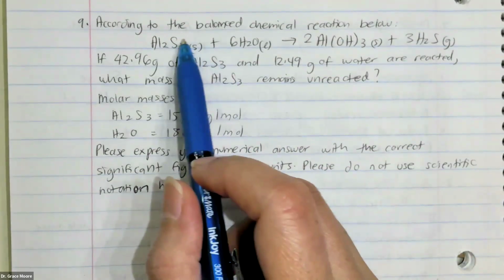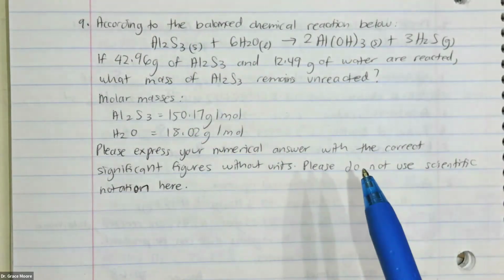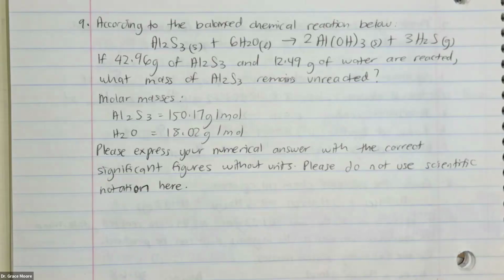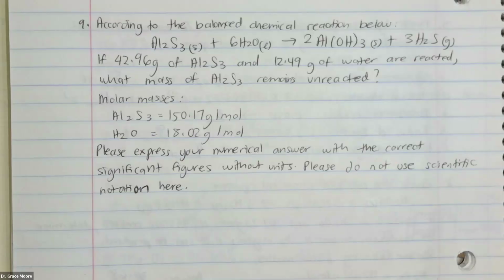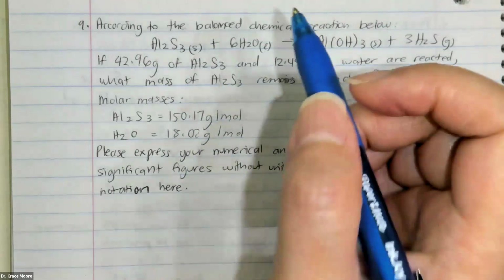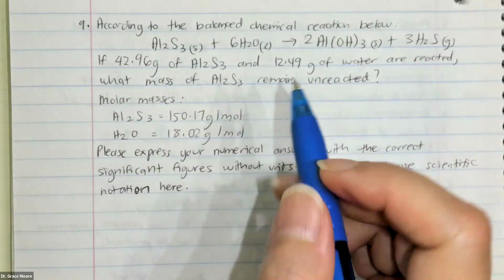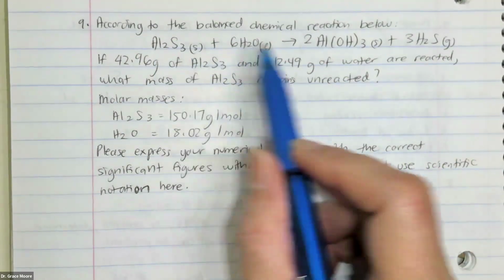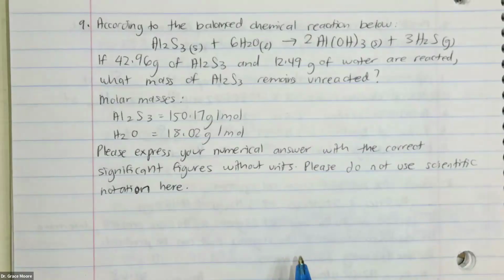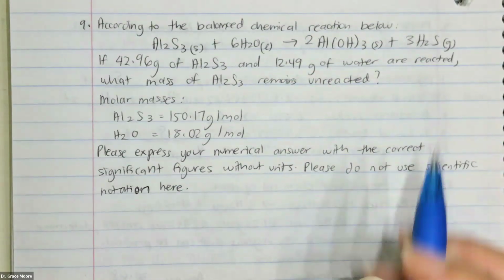So they're saying there's going to be extra of Al2S3. Okay, it remains unreacted. So that's kind of nice. They gave us a hint of who is in excess. Agree? Because it says what mass of this remains unreacted. So right away, if you caught that, you'll know Al2S3 is the excess reactant, and this is the limiting reactant. So you know all of the 12.49 grams of water has been used up.